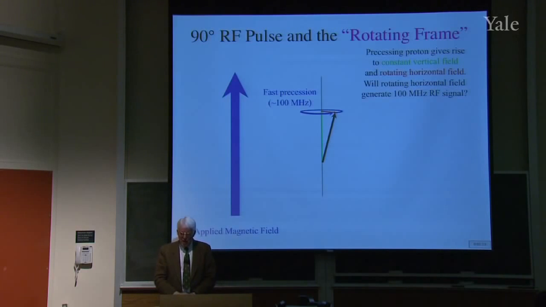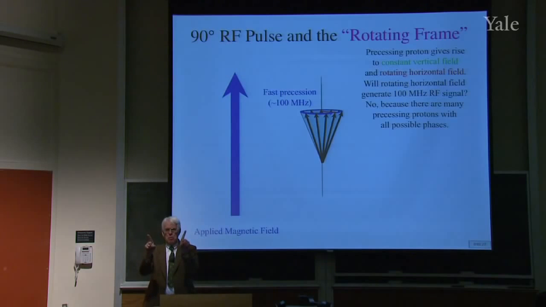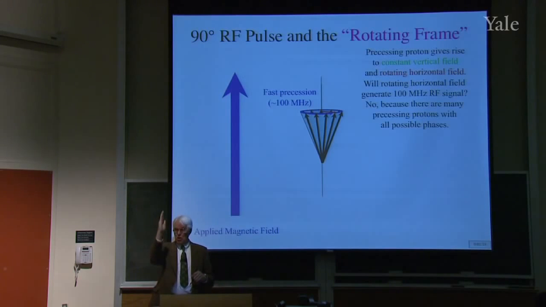So will it generate a 100 megahertz radio frequency signal? No. It would if you just had one proton. But of course you have a mole of protons, or at least a millimole or something of protons. And so some will be here, some will be here, some will be here. And if you look at the horizontal component, although the vertical components all add, the horizontal components that are changing in time cancel.